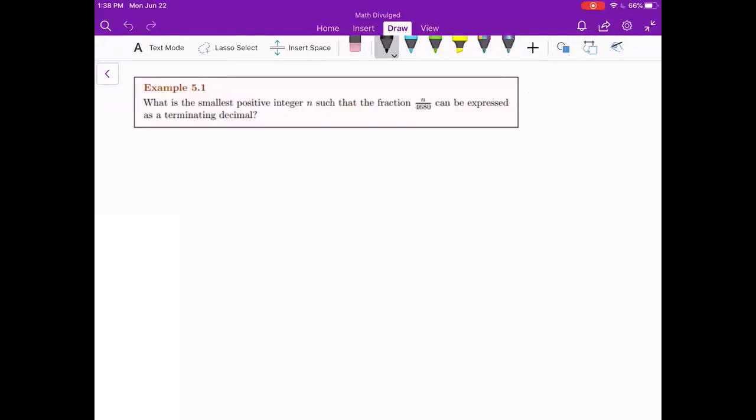This question asks, what is the smallest positive integer n such that the fraction n over 4680 can be expressed as a terminating decimal. So that means we want this fraction, n over 4680, to only have 2's and 5's in its denominator. So if we factor 4680, we get that this is equal to n over 2 cubed times 3 squared times 5 times 13.